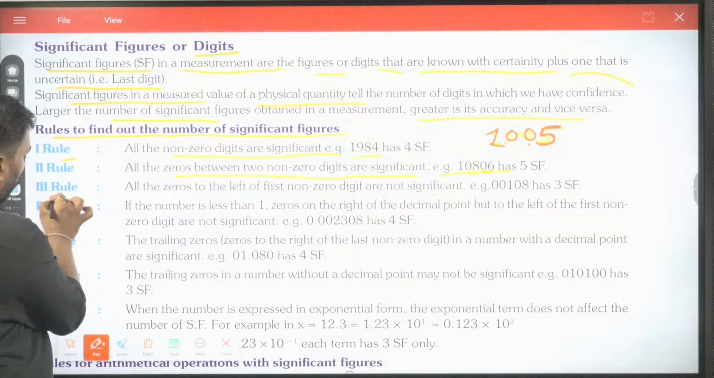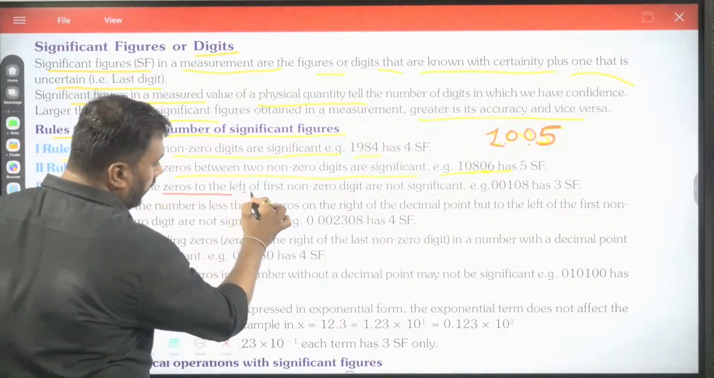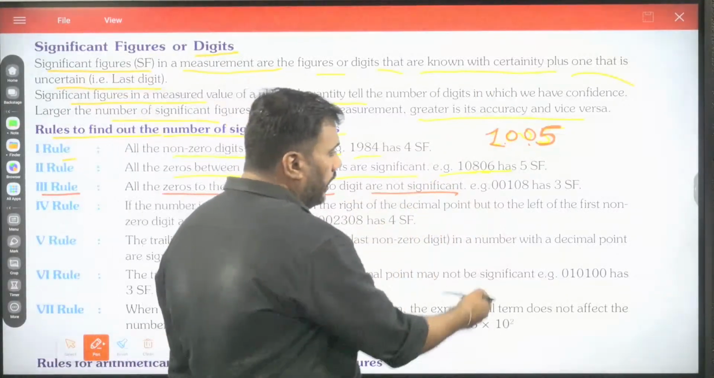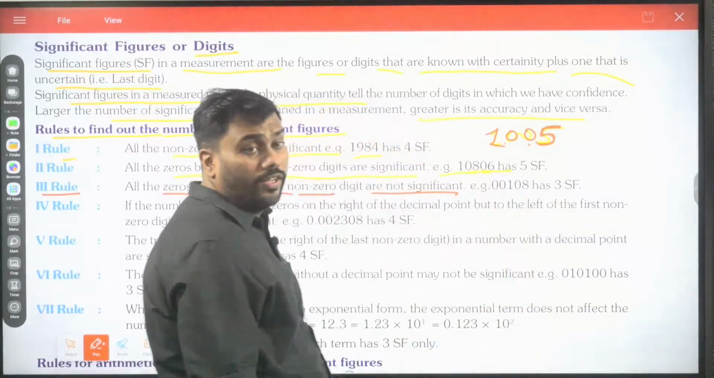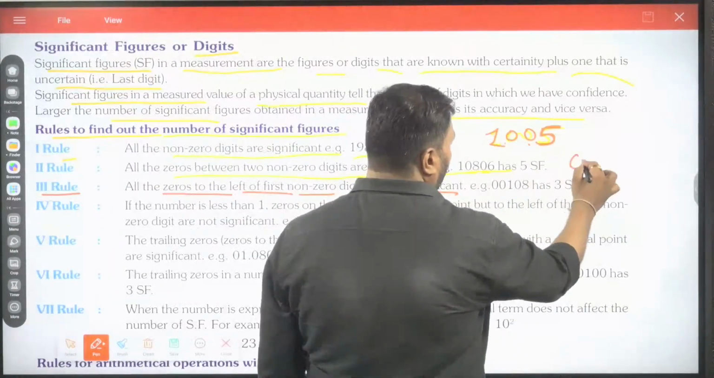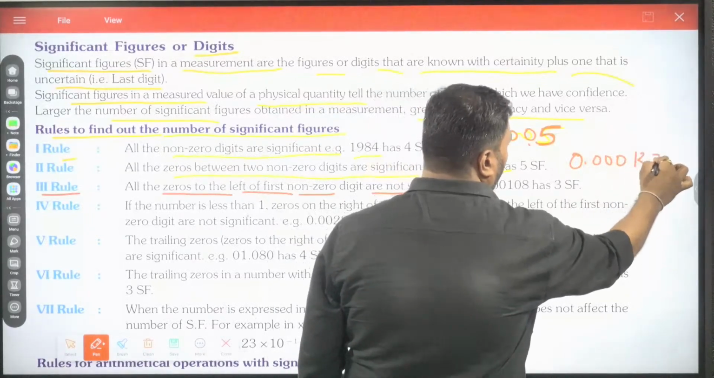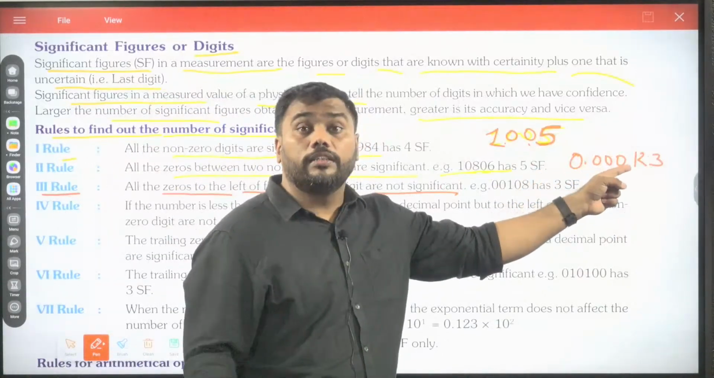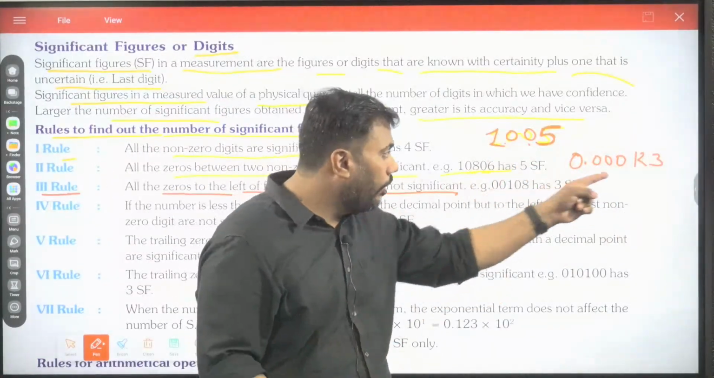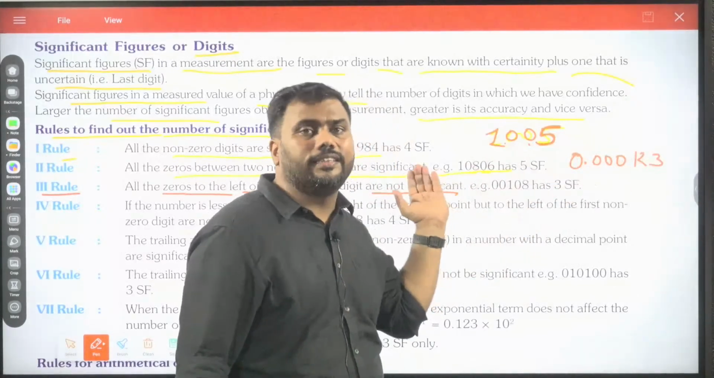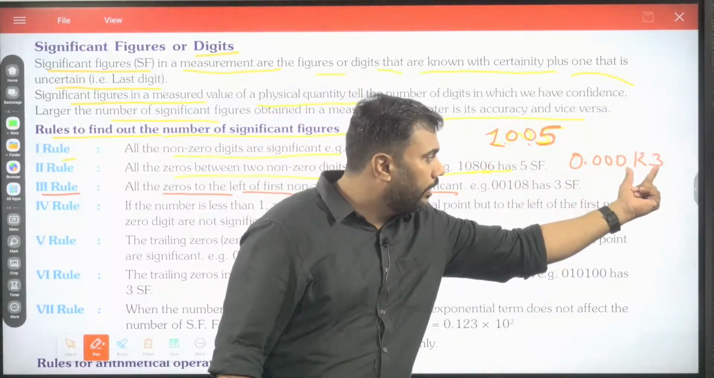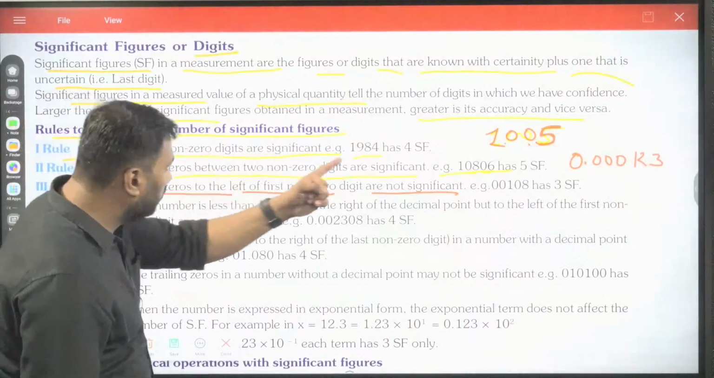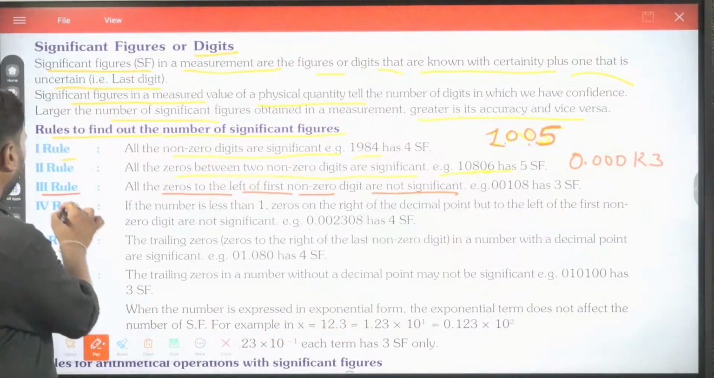Okay, rule number 3. All the zeros to the left of the first non-zero digit are not significant. This example has only 3 significant digits. But I can give you one more example. 0.000123. This example has many zeros, but zeros to the left of the first non-zero digit are insignificant. This example contains only 3 significant digits. Is this clear?